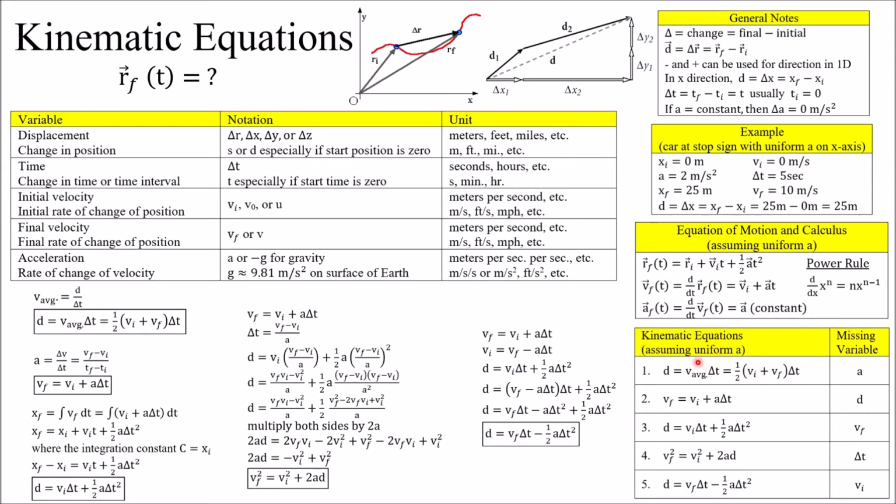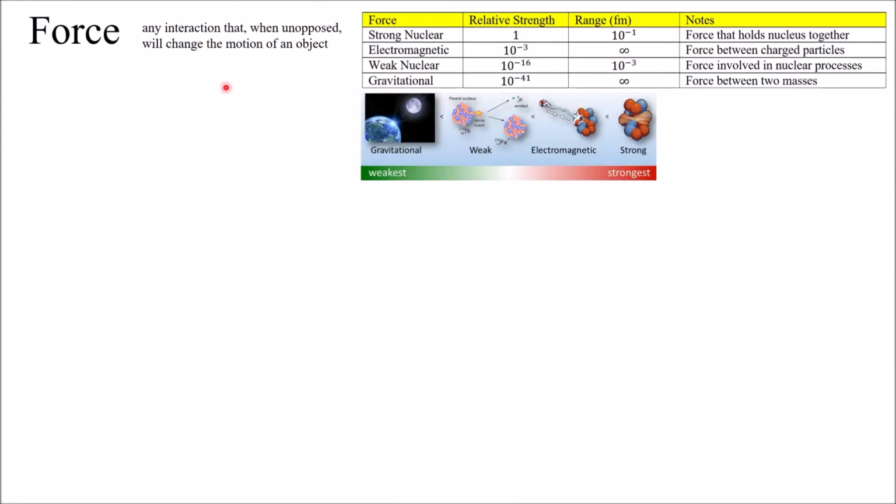acceleration. But we do want to be able to describe why this motion is occurring, and for that we need to go into forces. So Albert Einstein said that nothing happens until something moves. And in order to change the motion of an object, we need this idea of a force. And so a force is any interaction that, when unopposed, will change the motion of an object.